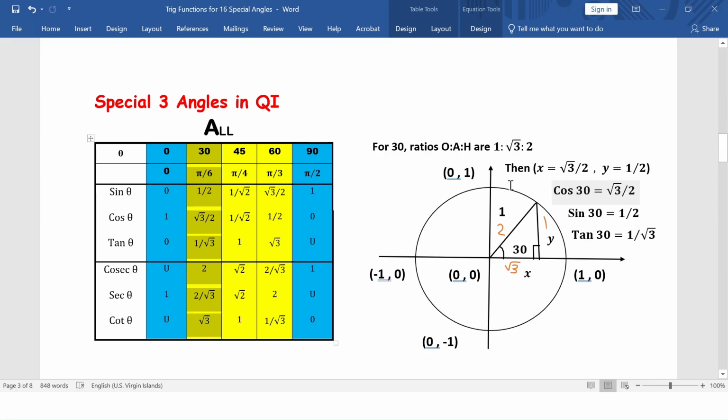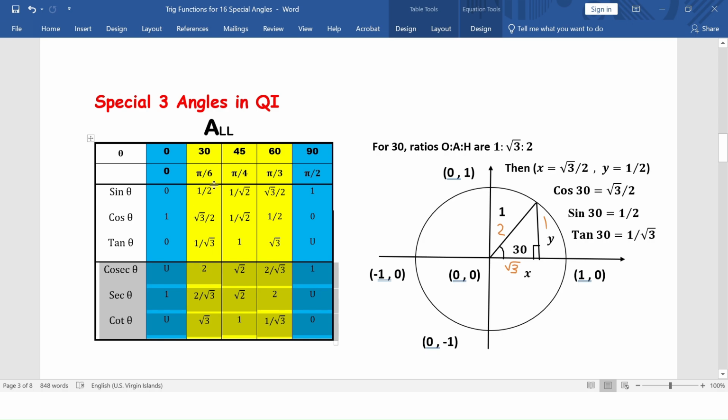What have we said? We have said sine must be half, and cosine must be √3/2, and then the tangent must be, we divide this by this, which is also 1/√3. Then to find these 3 at the bottom, as already said, we just take the reciprocals of the above. So sine of 30 is half, which means cosecant is 2.